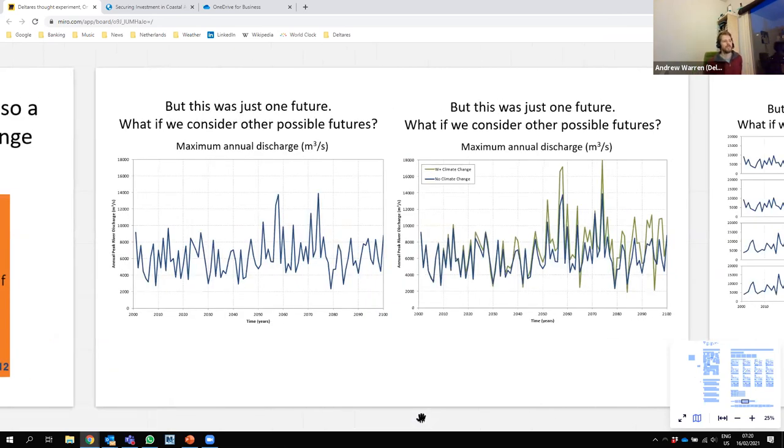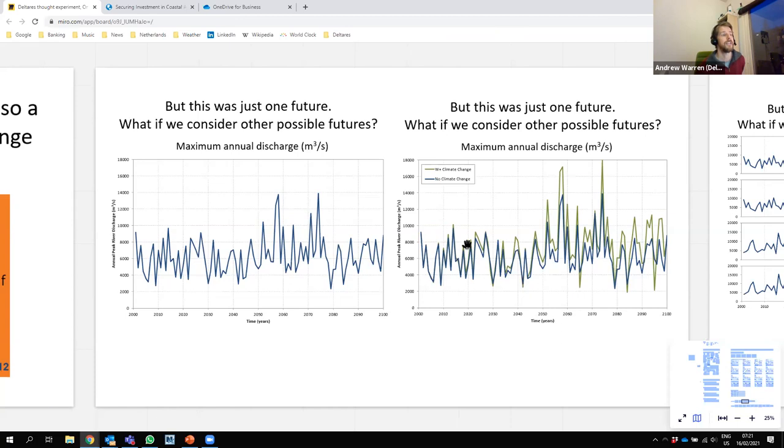But going back to our time series, we just played one scenario. We just played one potential climate future, if you will. And for those of you who are interested, we were playing a future that had no climate change in there. That was just literally natural variability in terms of peak river discharges.